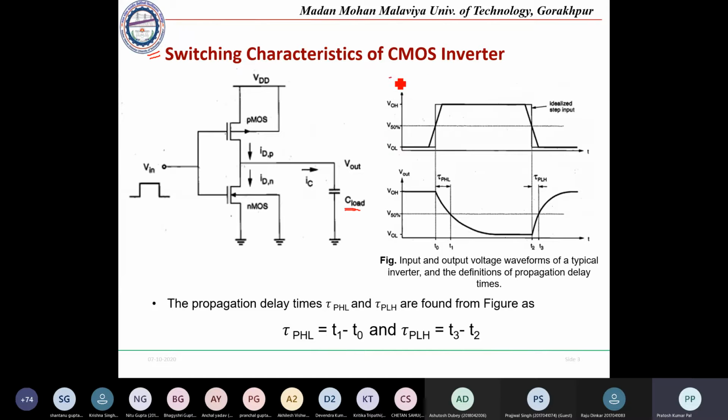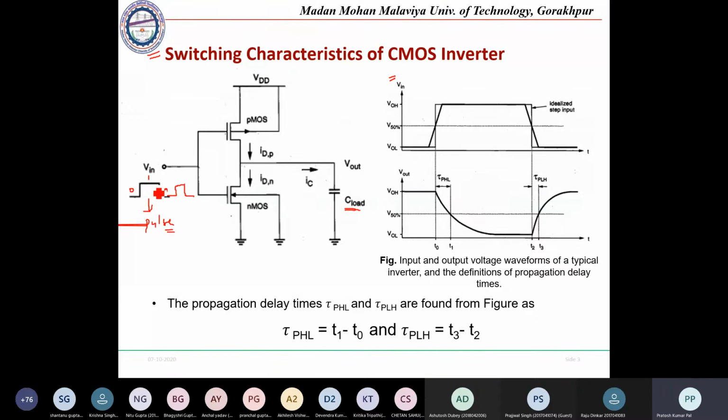So this is an input, V input. Whenever we consider an input, that input will be a pulse. It will be 0 for some time, then 1 for some time, and again 0, and then again 1 and 0, similar to this. So this is a pulse input. An inverter is considered to be having a pulse input.